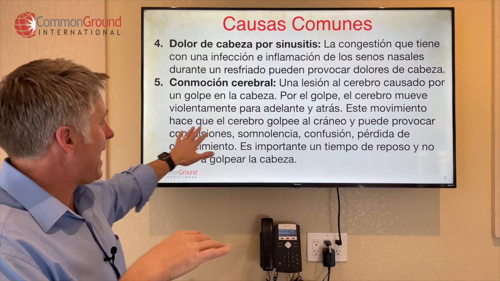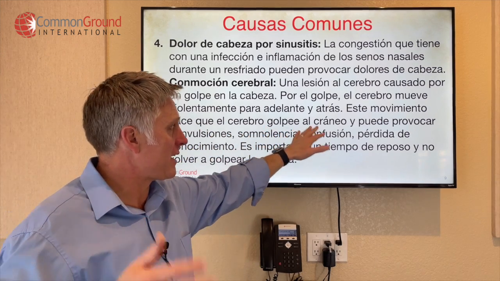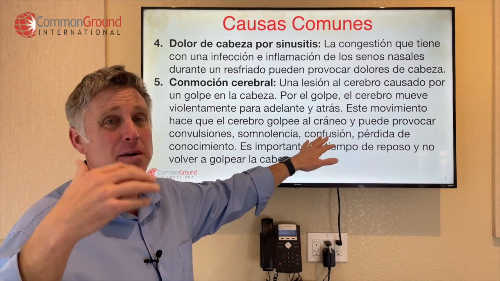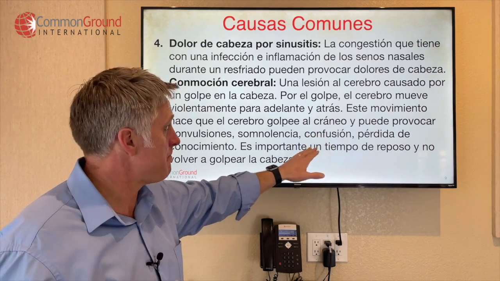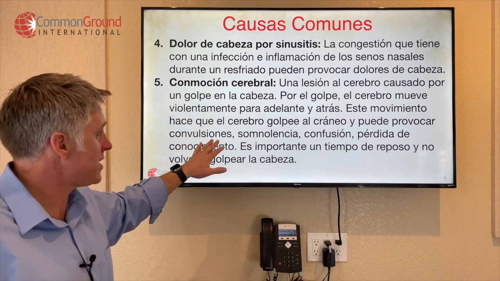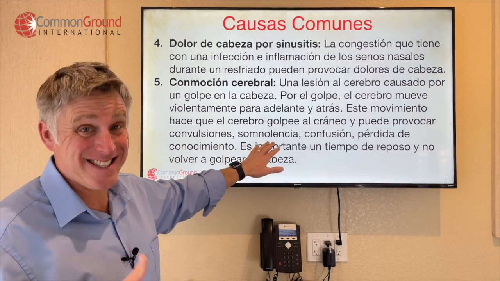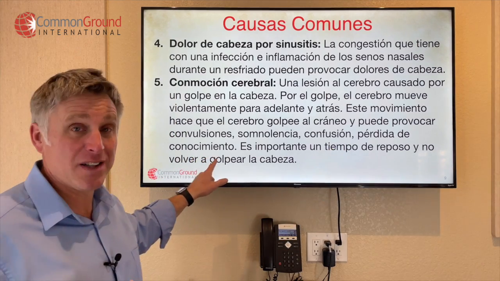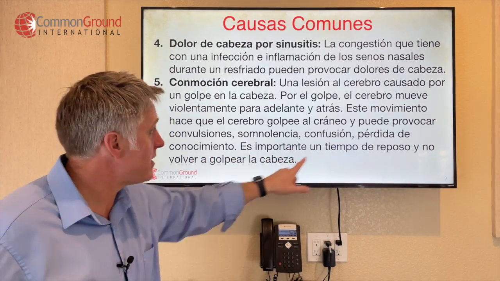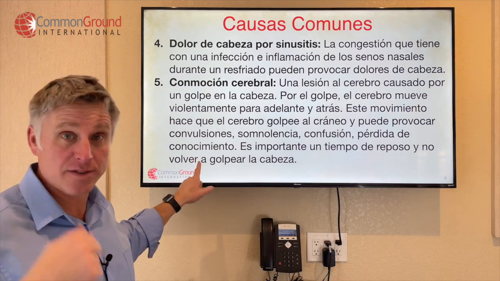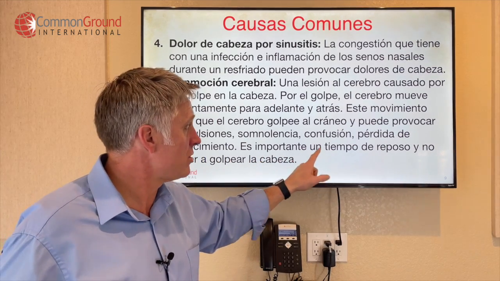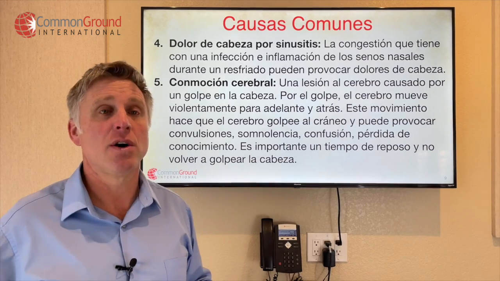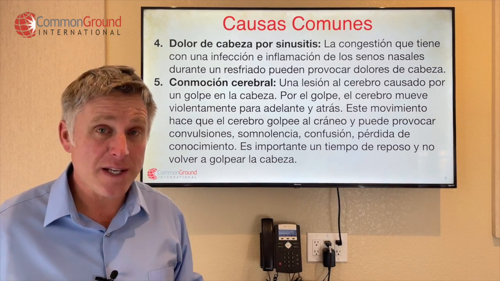Este movimiento hace que el cerebro golpee al cráneo. So this movement makes the brain bump up against the cranium y puede provocar convulsiones and can cause seizures. Somnolencia, sleepiness, confusión, confusion, pérdida de conocimiento, loss of consciousness. Es importante un tiempo de reposo y no volver a golpear la cabeza. So it's important to have a rest period.